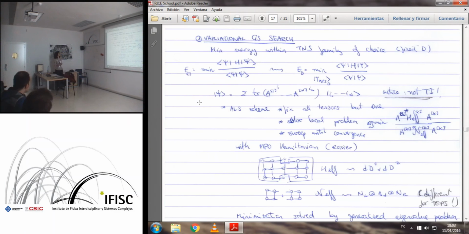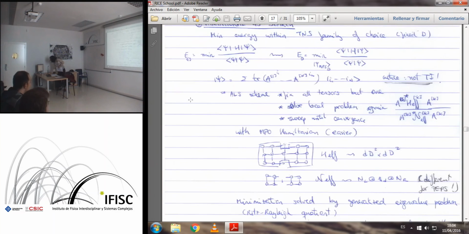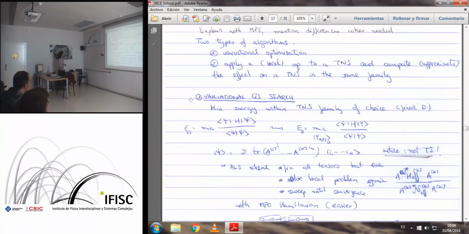So how does this work? Of course, this is not the way the DMRG algorithm was originally explained, but it's the simplest way to understand it once you are in this frame of mind of thinking of tensor networks. Okay? So the way to think of this is the following. We want to minimize the energy to find the ground state. So that's just applying the variational principle.